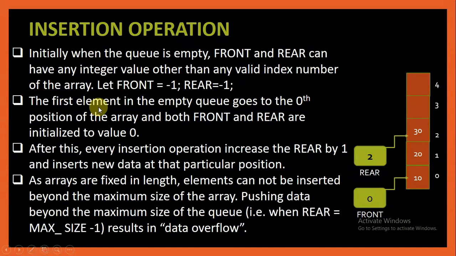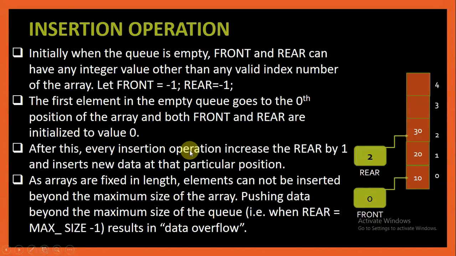Now when the first element is added to the empty queue, it goes to the 0th position of the array. And in this case, both front and rear are initialized to value 0. It is very important to note that when there is only one element in the queue, then both front and rear are the same, and they are both pointing to that element only. So when the first element is added to the queue, both front and rear will be changed and initialized to the value 0.